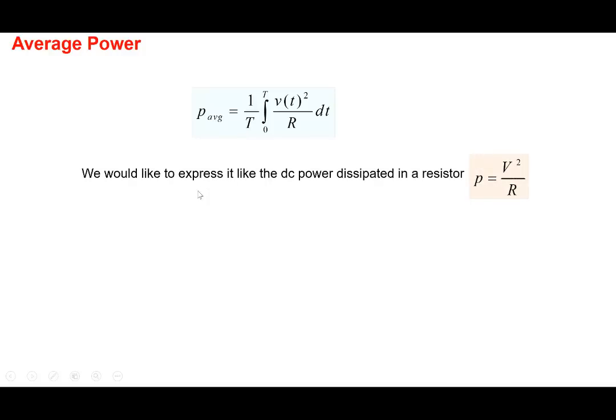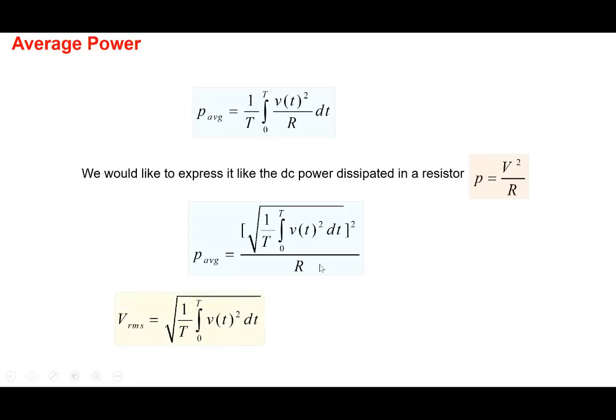Now, normally we are familiar with expressing power as P equal to V squared by R, just like when we had a DC voltage across it. We represented power as V squared by R or I squared times R. So we would like to take this particular expression and represent it in this form. Note that we want a square term divided by R, so P average can be written in this particular form. We can write this quantity as the square root of 1 over T, integral 0 to T, v squared(t) dt, whole thing squared. We can write it as VRMS here.